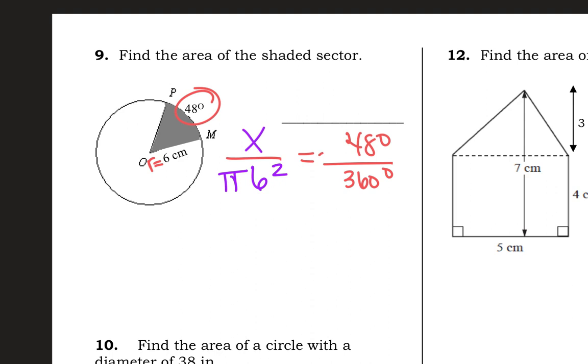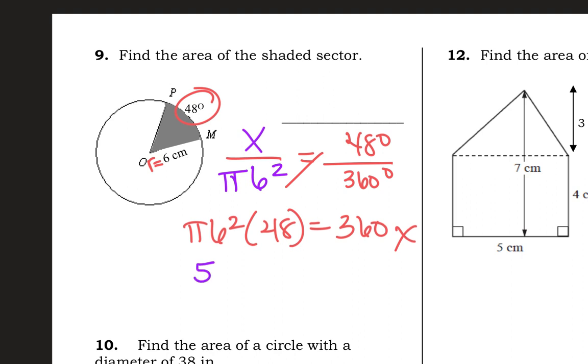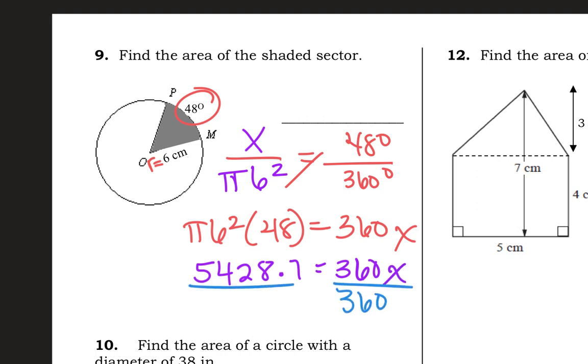All right, so we'll cross multiply. We'll do pi 6 squared times 48 equals 360 times x. All right, this should be about 5,428.7. And then our last step is going to be to divide by 360. So our area comes out to be 15.1 centimeters squared.